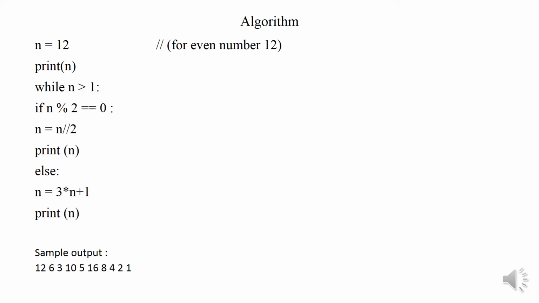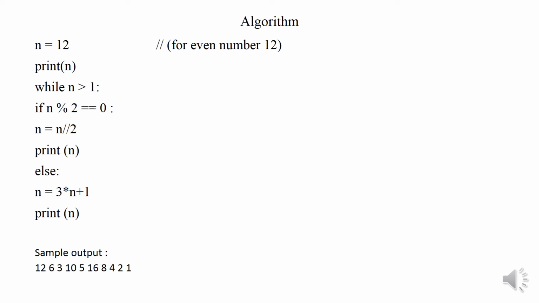It is very easy to understand that the first number 12 is an even number. So the remainder is 0, and we go into the if control statement. We divide that 12 by 2, sorry, 12 by 2. We find the output 6.